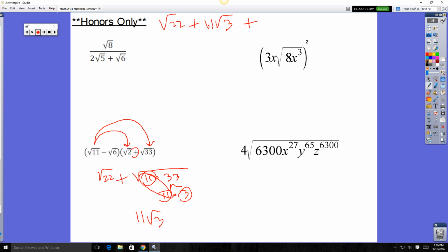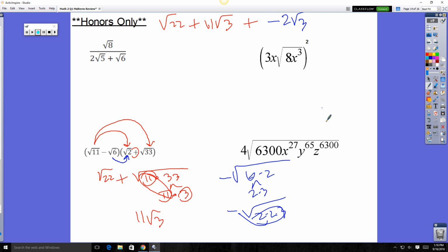Now let's do this times this. A negative square root of 6 times 2. 6 has a 2 in it, 2 and 3. So that's a negative square root of 2 times 2 times 3. That's a square. Take that 2 out, so it's going to be negative 2 square roots of 3.